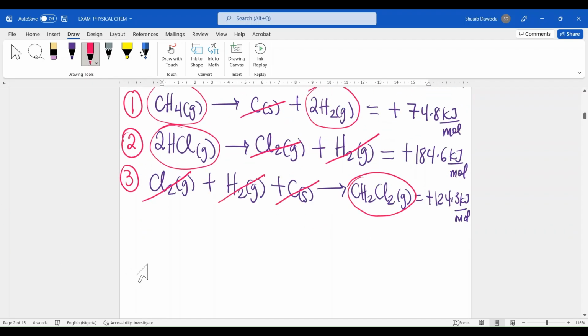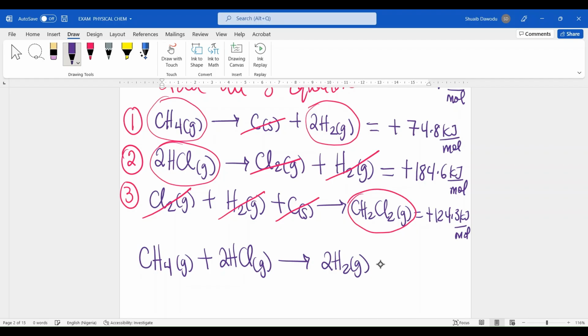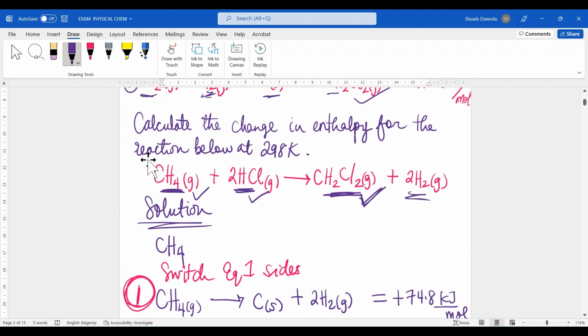So this is how you solve it. We're just going to rewrite the equation to have CH4 gas plus 2HCl gas on the reactant side to give you 2H2 gas plus CH2Cl2 gas on the product side. Now, this new equation that we've gotten from solving it must match the general equation that we're given in order for us to move on.